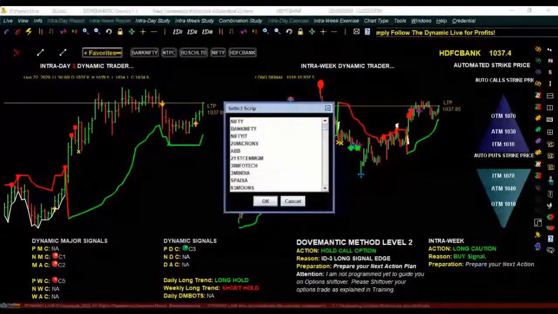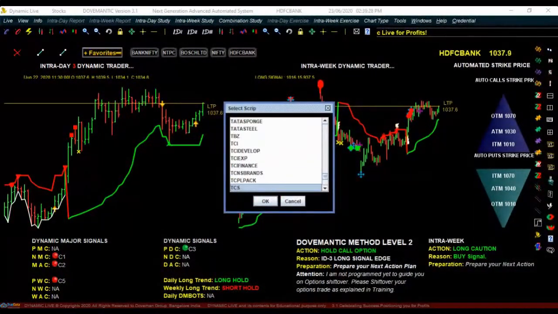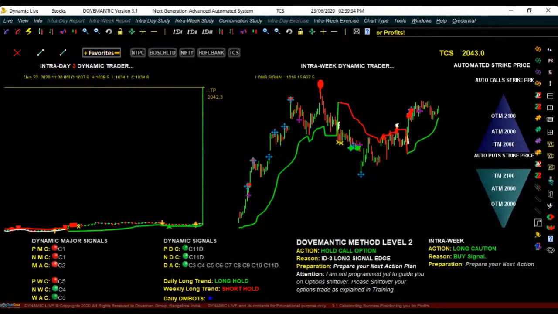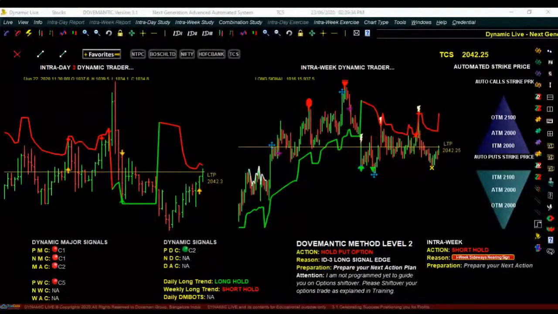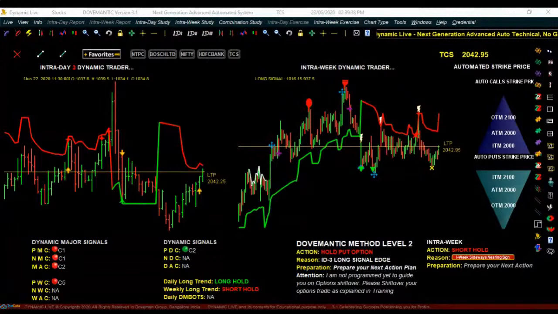You want to check TCS at last? Well, TCS, in spite of price coming up and the speed signal giving a buy, the action is still telling to hold put option, just because you can see here there is an ID3 long signal edge. It is very clearly mentioned here. So that is the reason you have to wait.